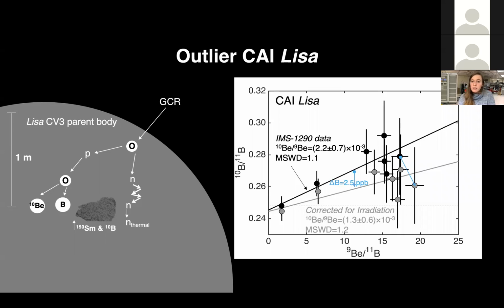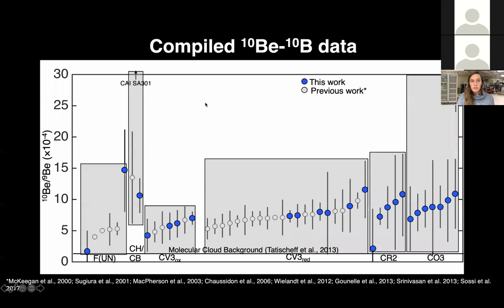And this is kind of cool because it says that maybe Lisa started out as having a more normal 10 over 9 beryllium ratio, around 7 times 10 to the minus 4. But then once it was irradiated, there was some extra boron added to artificially elevate the slope. So although we can't prove this for sure, this is a reason to call Lisa an outlier and eliminate it from the larger discussion.